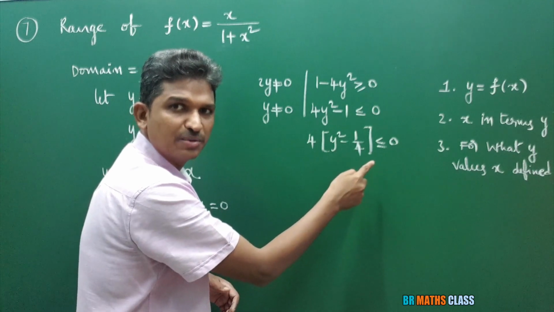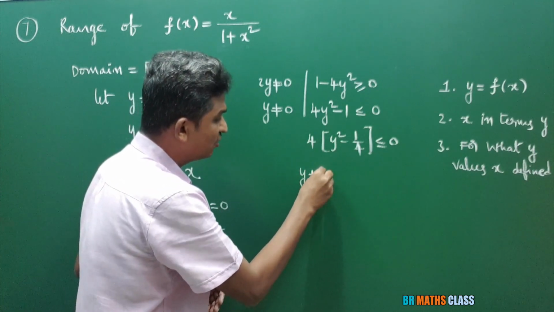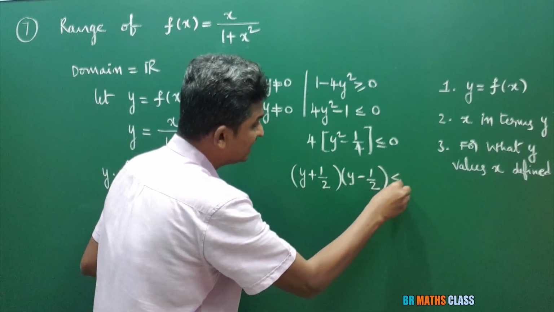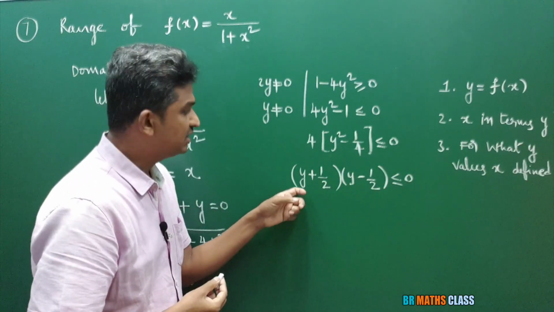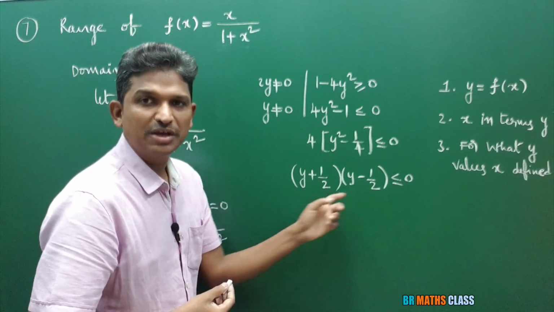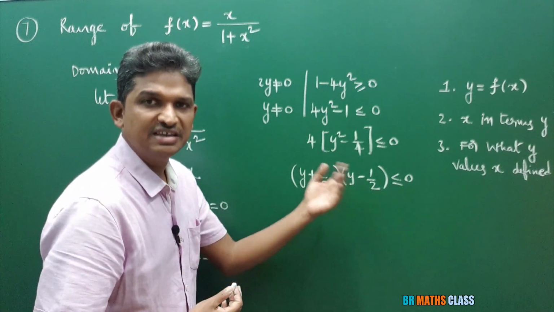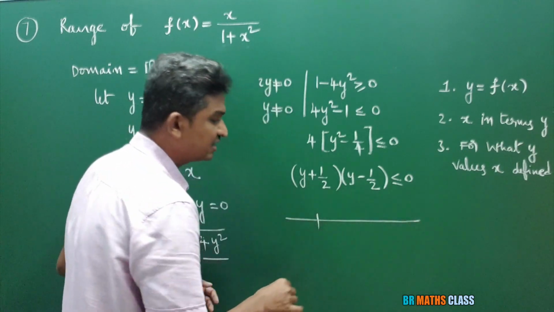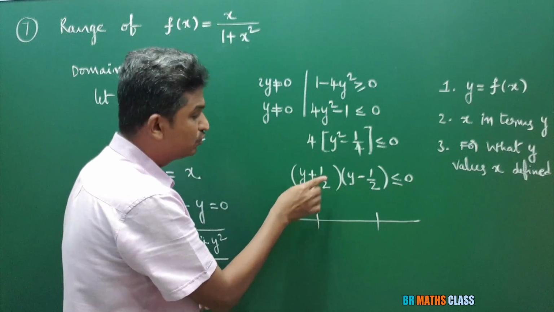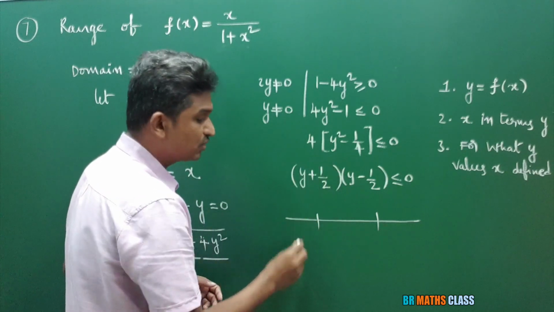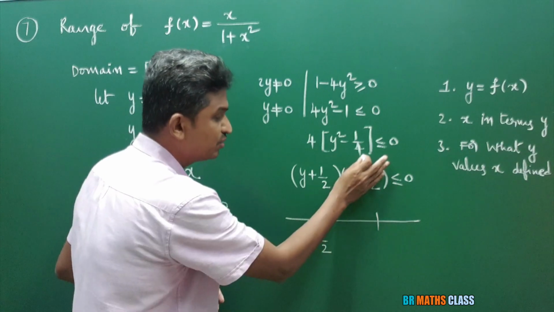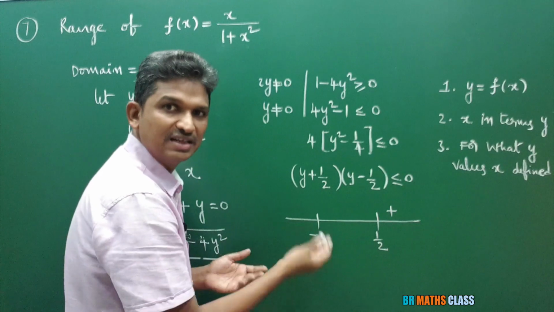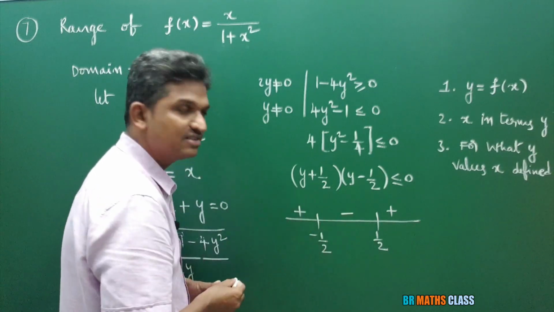This is of the form a square minus b square. So this can be written as y plus 1 by 2 into y minus 1 by 2 less than or equal to 0. Okay, now you observe it is in the form of y minus a into y minus b. By using the wavy curve method, I can easily calculate for what values of y this inequality holds good. So mark them on the number line as per number line order. You equate this to 0, you will get y is minus 1 by 2. So minus 1 by 2 first. Equate this to 0, you will get y equal to 1 by 2. In the rightmost corner plus, and then alternate symbols minus, plus, like this you write.